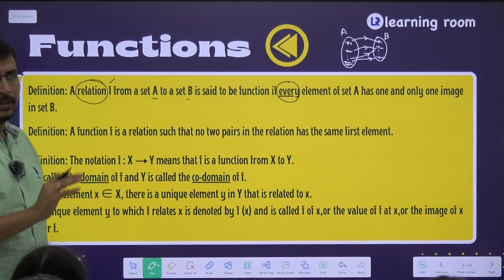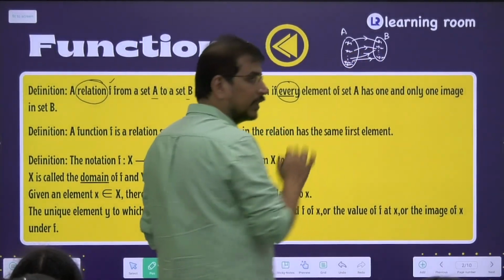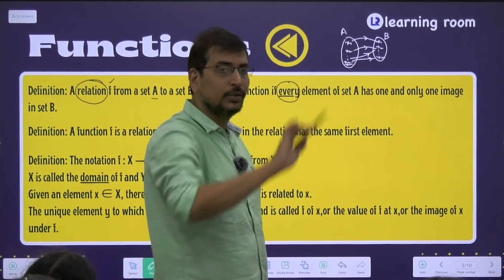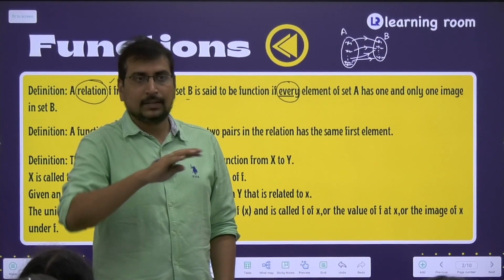Whether it is a unique element, different element, that's a different story. What do I mean by unique element? X1 is connected to Y1, whereas X2 and X3 both are connected to Y2. It's not a unique element, right? That is a different story.